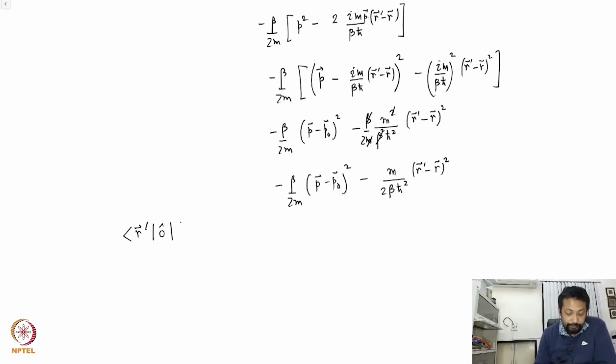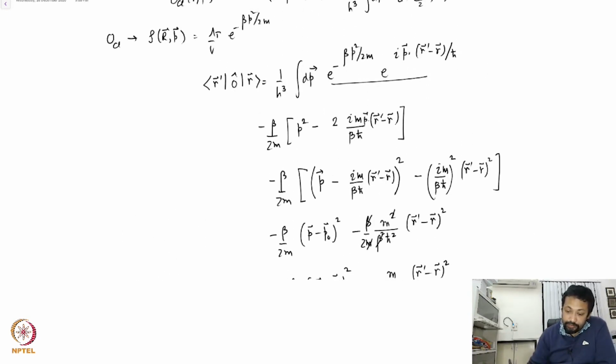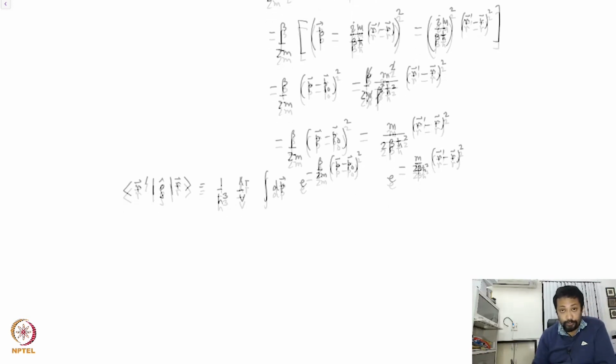matrix elements in the coordinate representation of this operator ρ becomes 1 by h³. There is something which we have missed. We have missed this factor which will come in over here, which is going to be λ_T³/V. So I have λ_T³/V, and then I have the integral over dp e to the power −β/2m (p − p0)² e to the power −m/2βħ² (r' − r)², right?